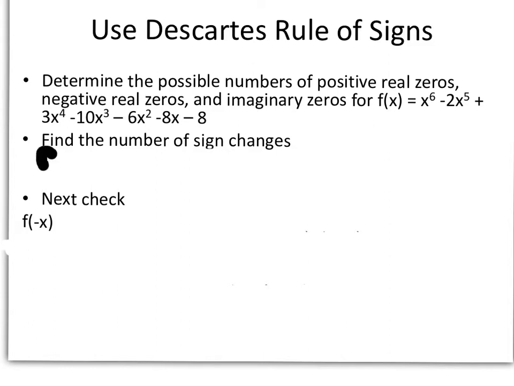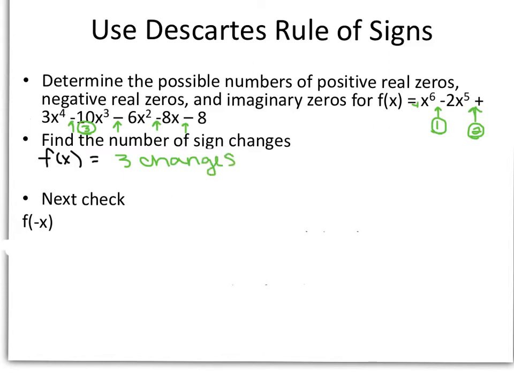If we look at f of x, which is what is given there, we can see how many sign changes there are. So this guy's positive, and then he goes to negative. So there's 1 sign change. Then it changes back to positive. There's 2 sign changes. Stays positive. Changes to negative. So there's 3 sign changes. Stays negative, stays negative, stays negative. So f of x has 3 sign changes.